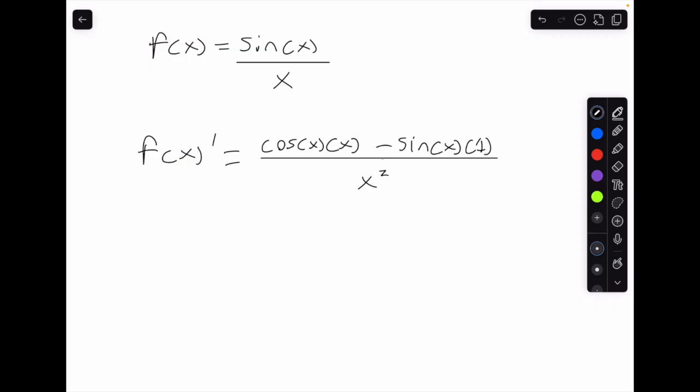And I think that's way easier than trying to remember that giant formula. So in summary, square the denominator, then deal with the numerator, and that's the derivative of the first times the second minus the first times the derivative of the second.